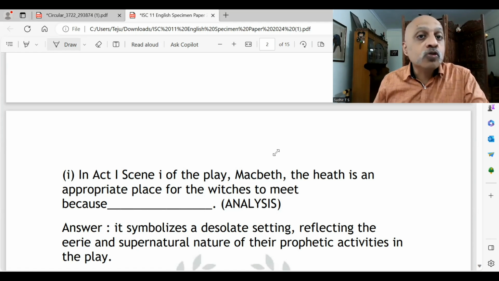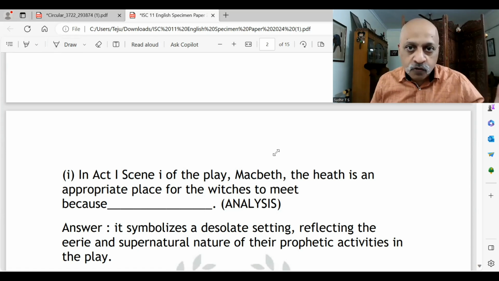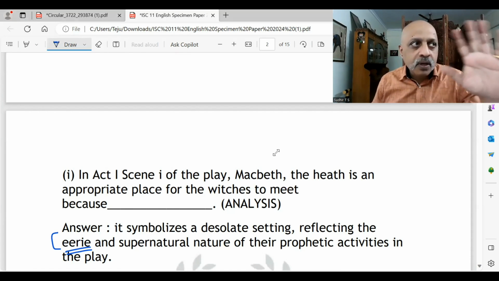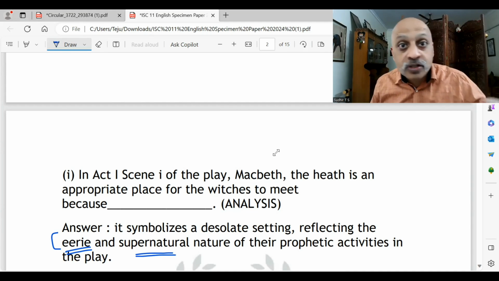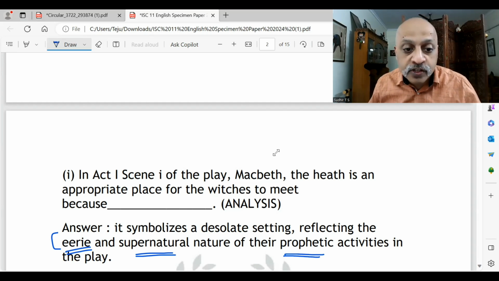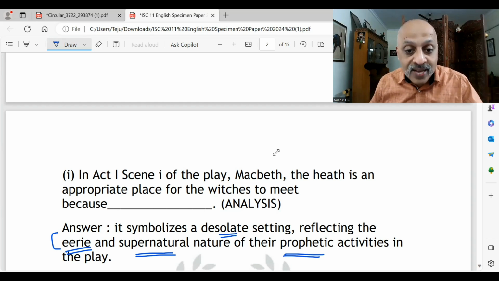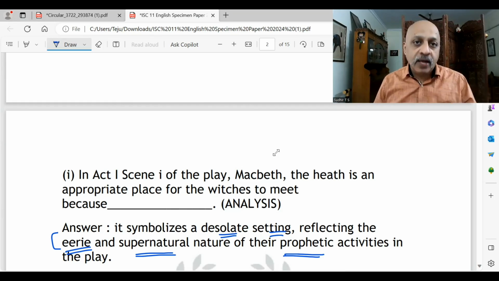Please try to use these kinds of words, which is why I've taken the effort of writing each one of them. And of course, in the course also, I've given you lots of such reasoning questions. The eerie means there is something very sinister about it. There is also the supernatural, because these are not normal, they're not human beings, right? And they are making a prophecy. So it is desolate, meaning there is nobody there. It's an isolated kind of place. It's a setting reflecting the eerie and the supernatural nature of their prophetic activities in the play, right?